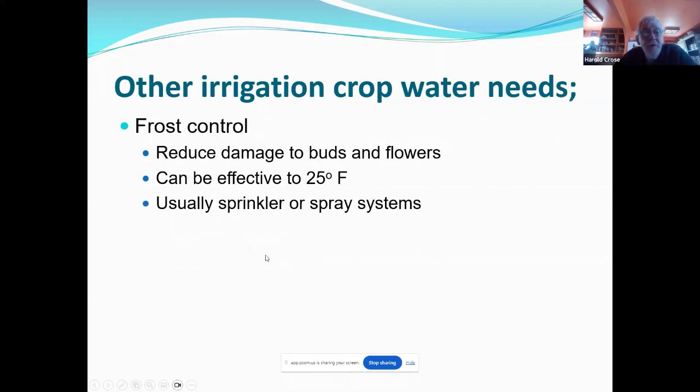Frost control is another one, which can be effective down to 25 degrees. And these are usually overhead sprinklers. They have to be overhead sprinkler or spray systems that come into play. So if we're working with a new orchardist, we're basically designing 2 systems, one under tree and one over tree, for these specific reasons.